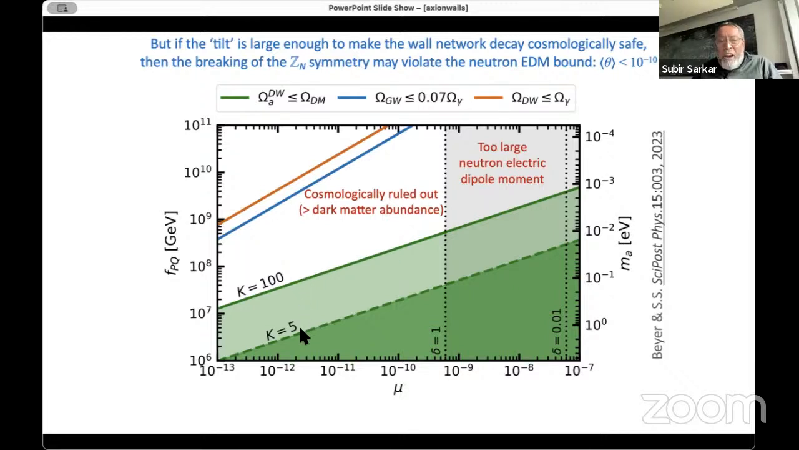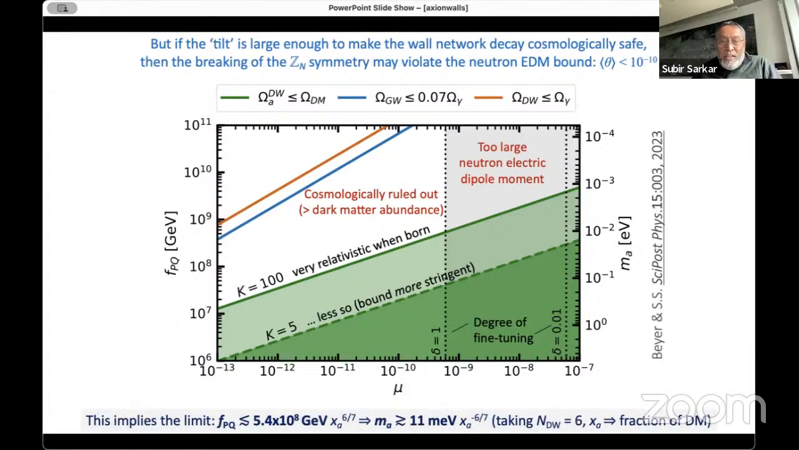If I take them to be 5, which is what the more recent simulations are suggesting, then you would rule out this band as well. Okay. And therefore, the numbers we are quoting are very conservative. You can see from the conservative plot here that the axion mass is now being restricted at the limit, which is acceptable, to be more than 11 millielectron volts. And that corresponds to a bound on the Peccei-Quinn scale of about 5 times 10 to the 8 GeV, if you read it off from here.